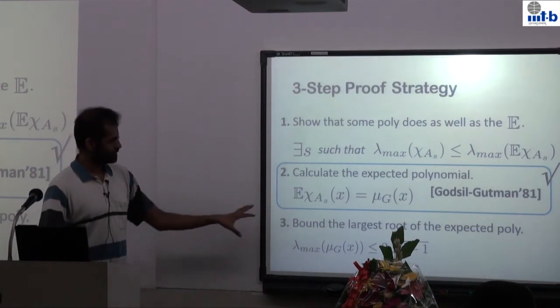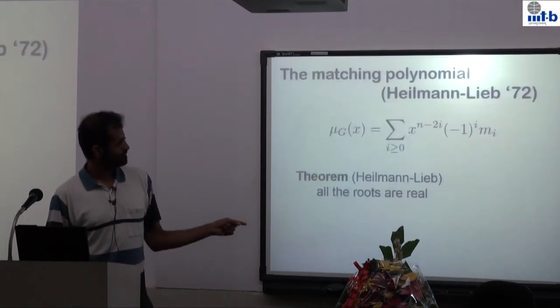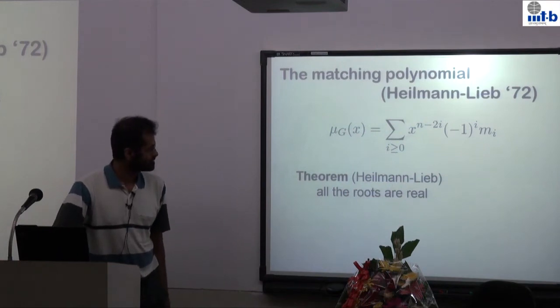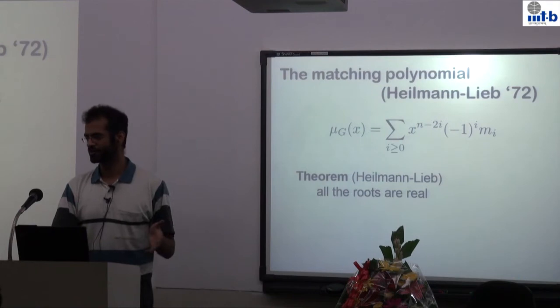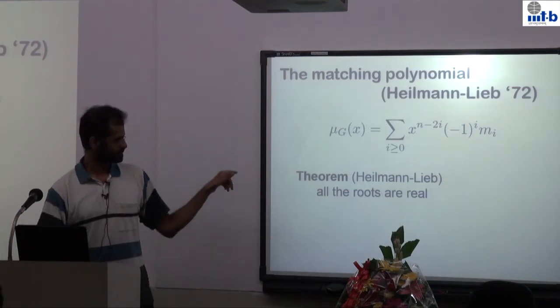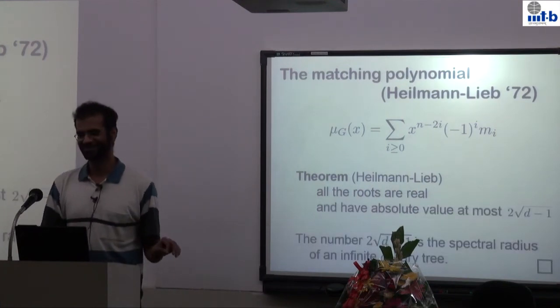And now, what about this? What can we say about this matching polynomial? This was done 40 years ago in the original work of Heilmann and Lieb in 1972. They proved a bunch of stuff about this. First they proved that all the roots are real, which is not a priori at all obvious. If I just write down a polynomial, the roots can be anything. They proved that the roots are real, and that their absolute values are at most 2 square root of d minus 1.